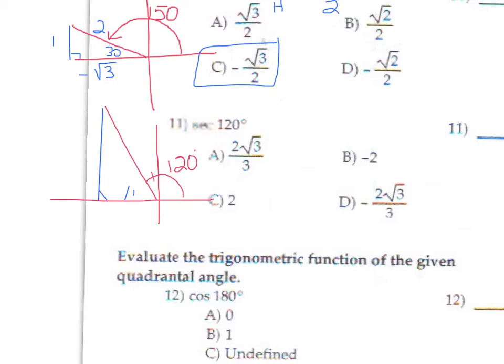Then across from the 60, well, that is the long leg, and the long leg is the square root of 3. The short leg is -1, hypotenuse is 2. And they want secant, and the secant is the reciprocal of cosine. So it's hypotenuse over adjacent. Hypotenuse is 2, adjacent is -1, so the answer is -2, which is B.